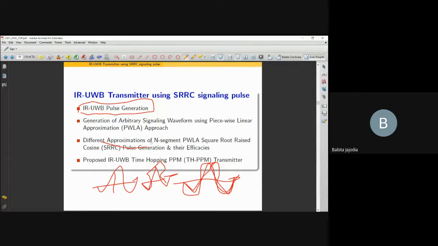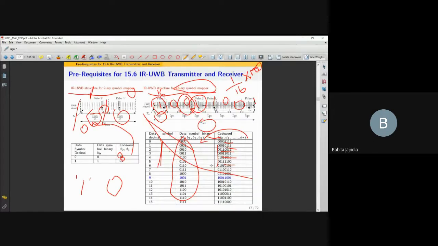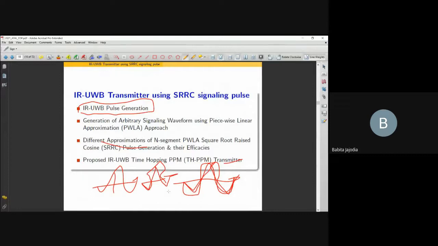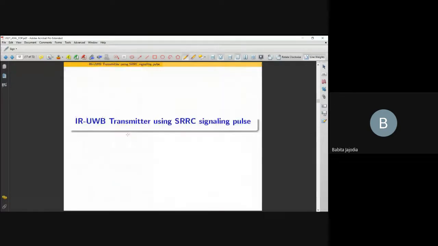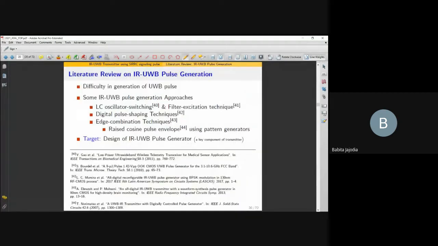Okay. Then once the pulse has been designed, or the pulse generator has been designed, we will try to incorporate that in the transmitter and make it feasible to be used for these 2 points. Okay, and when we say IR-UWB time hopping, right? Time hopping PPM means it indicates at which slot the pulse will be transmitted. So it's hopping the time where the pulse actually needs to be transmitted.